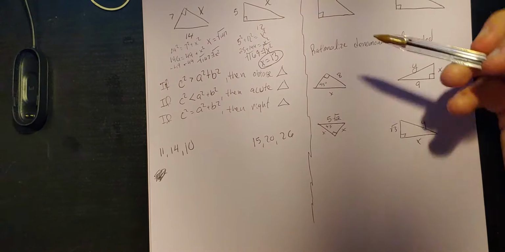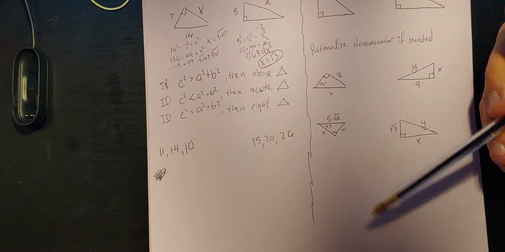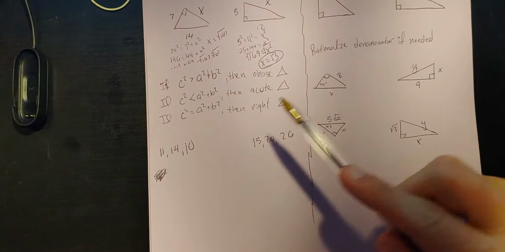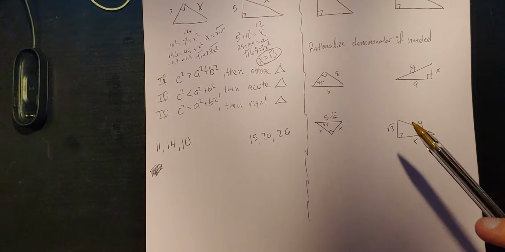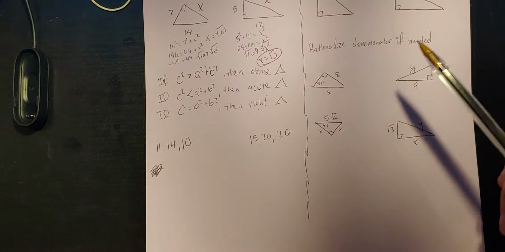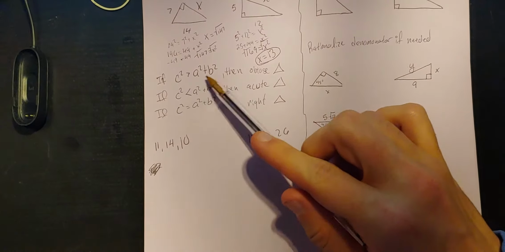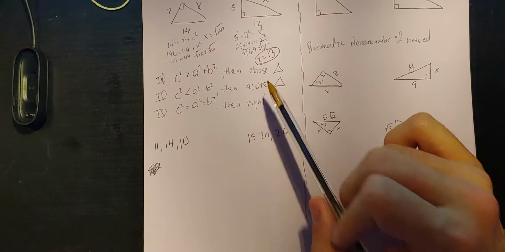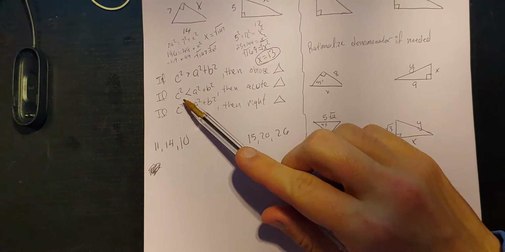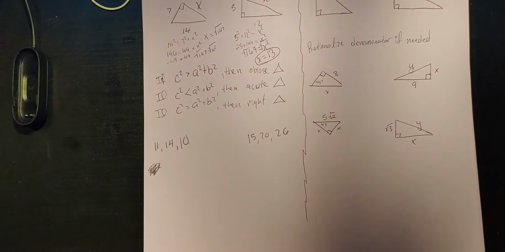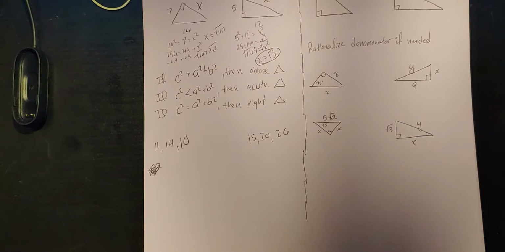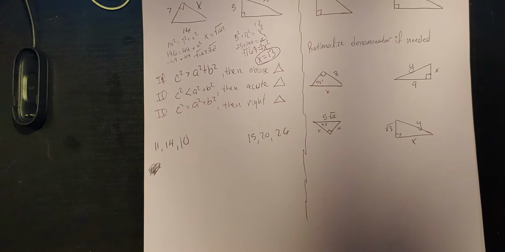And then the second part of 9.1. We're taking a look at, if we're given the lengths of 3 sides, what kind of triangle do we have? When c squared is bigger than a squared plus b squared, we have an obtuse triangle. If c squared is less than a squared plus b squared, then we have an acute triangle. But if c squared equals a squared plus b squared, then we have a right triangle. So we're just going to do a couple problems.